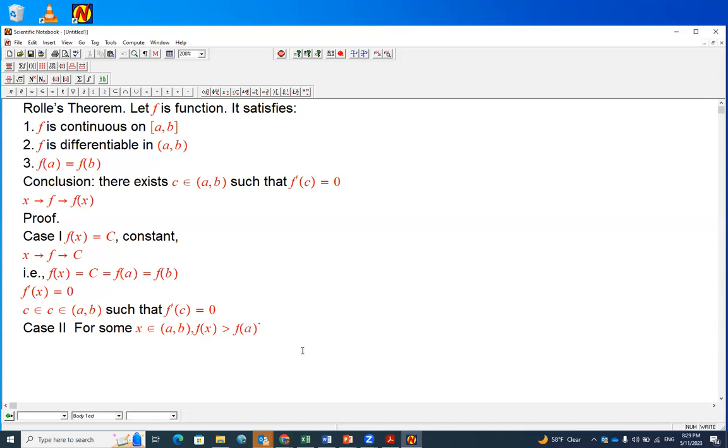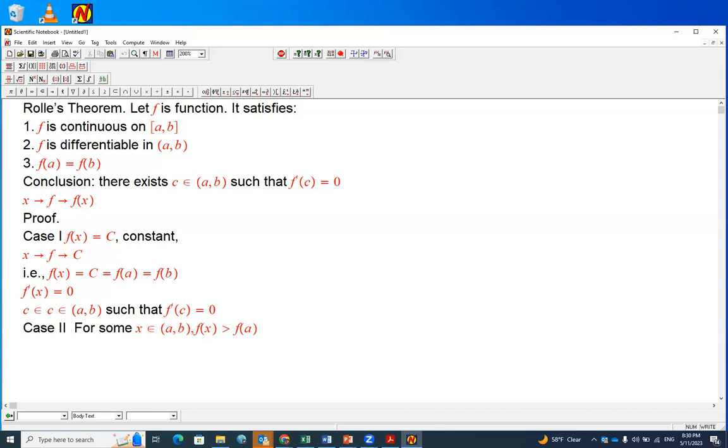There must be one. Okay, then you say it could be less than. That will be the third case. So it is not a constant, i.e., case one is not true. If case one is not true, there must be an input x between a and b such that f of x is larger than f of a.